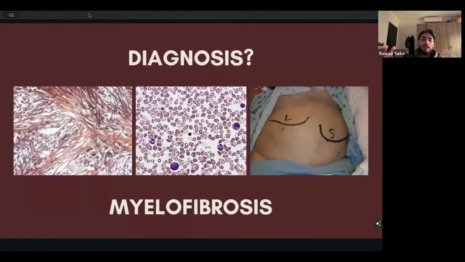Who can tell me what is secreted from what cells that causes myelofibrosis? Does anyone know? Okay. That's okay. The answer is, not exactly. The thing that's secreted is TGF beta, transforming growth factor beta, secreted from platelets. That's going to cause the myelofibrosis.